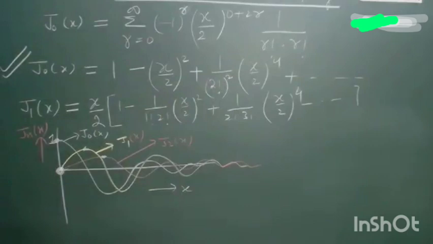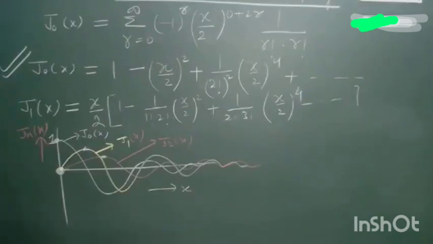Sir, you have also written in the solution J minus n of x. So what about that? How will we do this J minus n? So just n is replaced by minus n. No other change will be there. So J of n and J of minus n is just a difference of negative sign. So just take care of this.